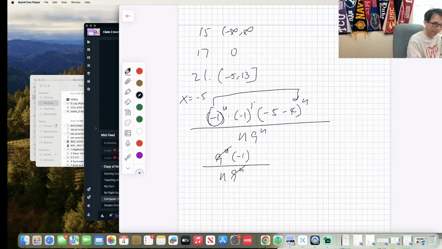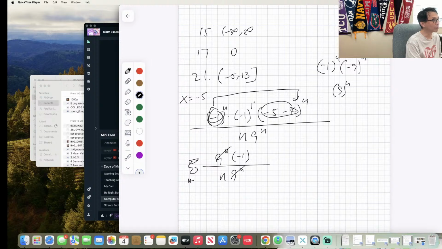Oh, wait. Why is it not negative 1 over n? So they both have the n power. So negative 1 to the n times negative 9 to the n, so that's going to be 9 to the n, right? Because they both have n power, so they're both multiplying. And then there was a negative 1 to the first, not to the n. So it's not alternating. Negative 1 over n. Does that make sense?